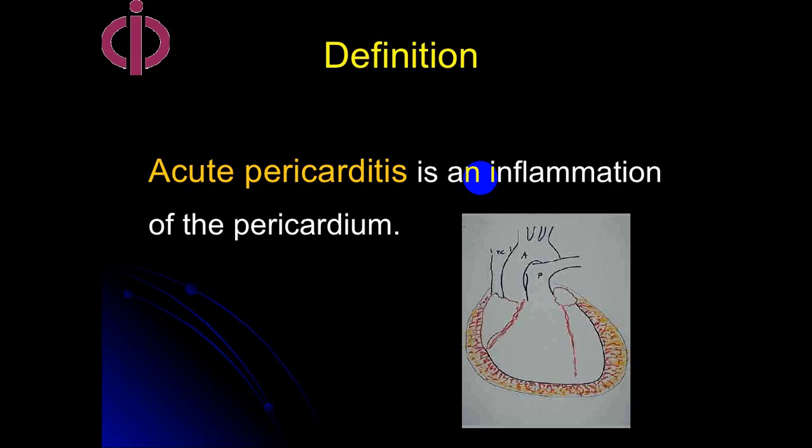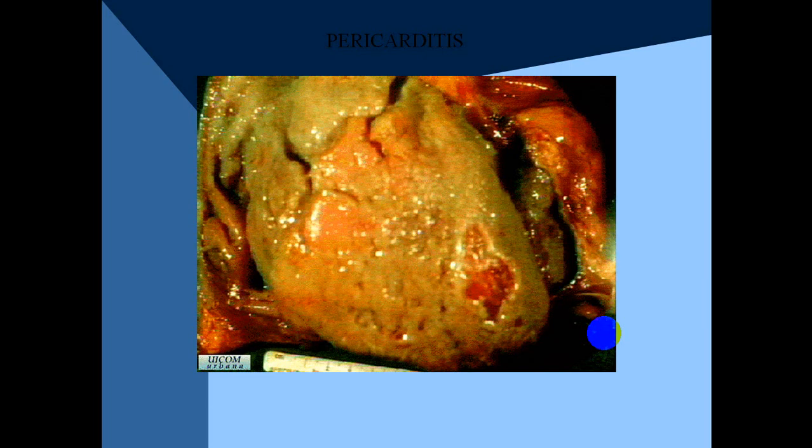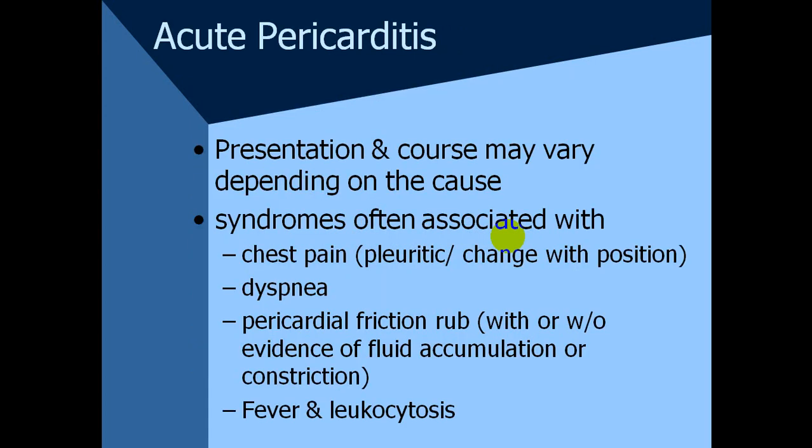This picture shows acute inflammation with effusion of a small amount of fluid and fibrin threads. If it resolves completely, these fibrin threads will be absorbed and return to normal. This is the gross appearance of the acute inflammation of the pericardium. Presentation and cause may vary, depending on the cause.